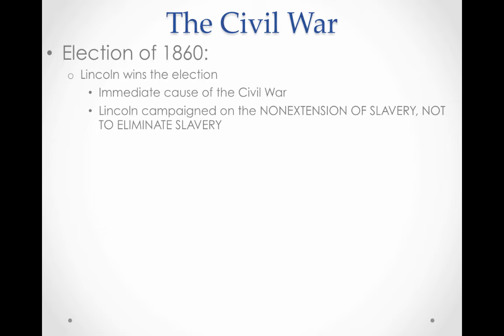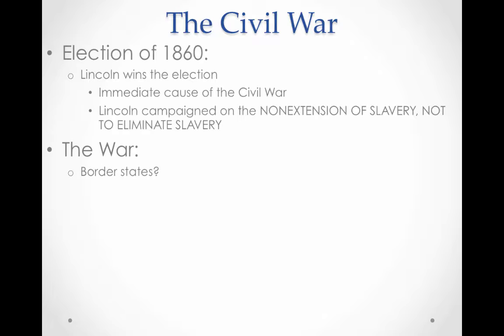Ladies and gentlemen, if you're writing an essay about Lincoln or the causes of the Civil War, please do not write that he ran on a platform of eliminating slavery. That is not true. He basically said slavery will live with slavery where it is, but it cannot expand.